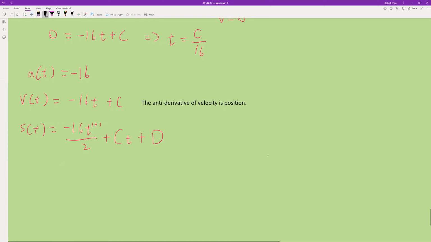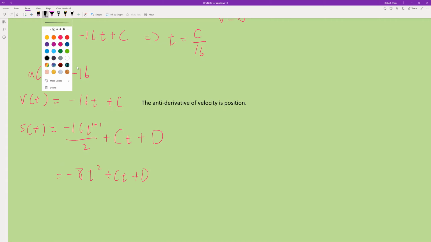Let's clean this up a little bit. We get negative 16, negative 8 t squared plus ct plus d. All right, now let's see if we have any initial values that we can work with.